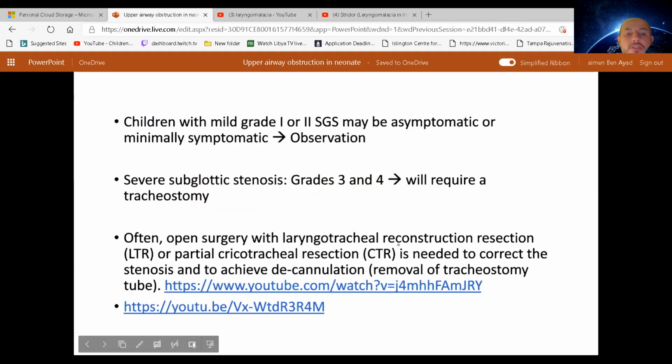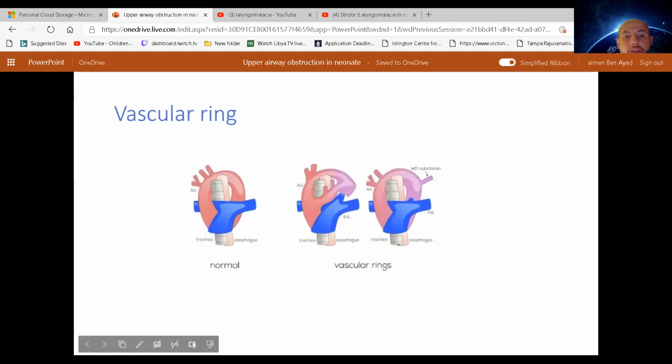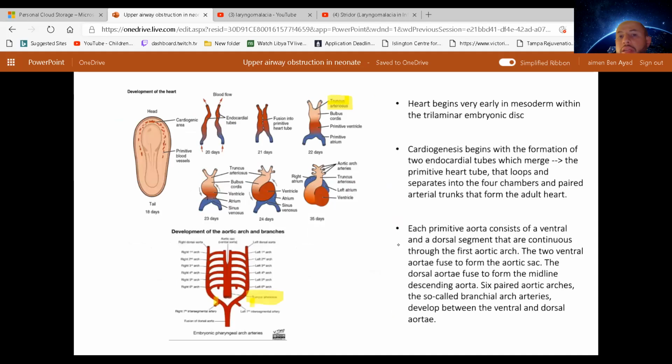Okay, let's talk about the last topic, the vascular ring. Before we discuss the vascular ring, it's very important to understand the embryology of the heart. As we know, the heart begins early from the mesoderm structures within the trilaminar embryonic disc, from the area called the cardiogenic area. The heart begins by formation of the 2 tubal structures.